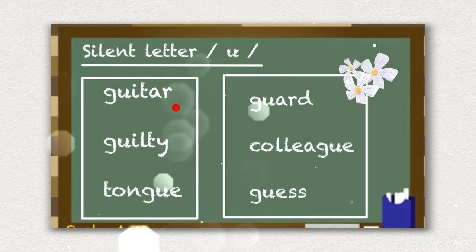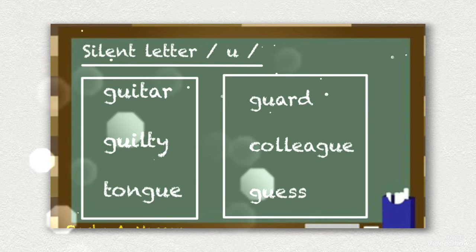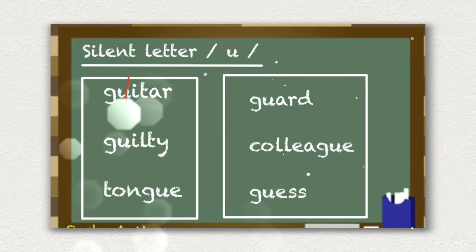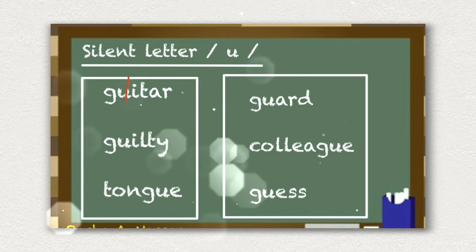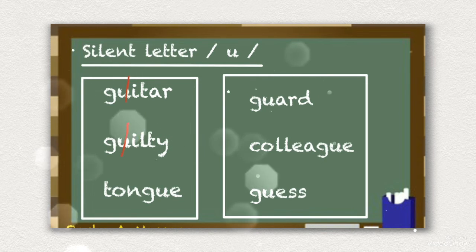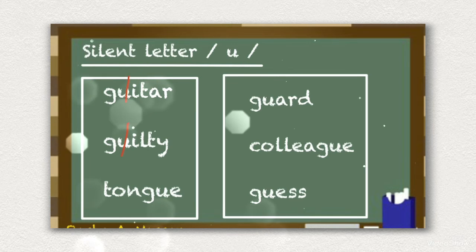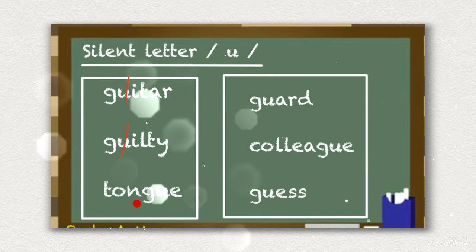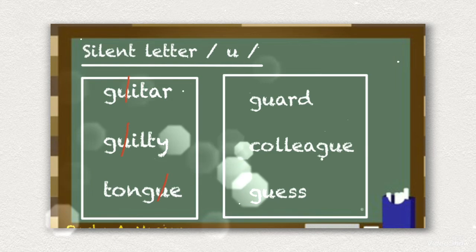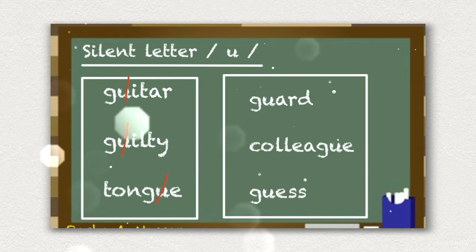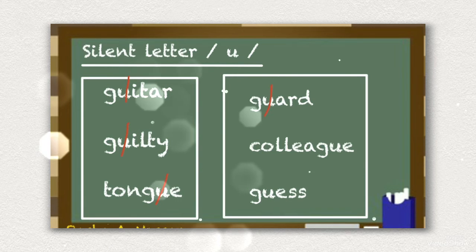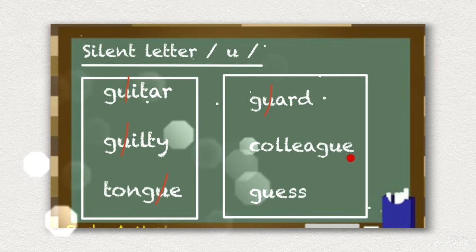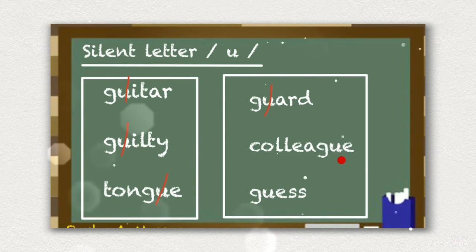Guitar. I will not pronounce letter U. Guilty. I will not pronounce letter U. Tongue. I will not pronounce letter U. Guard. I will not pronounce letter U. Colleague. I will not pronounce letter U.